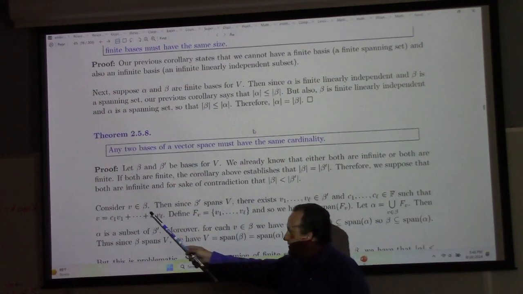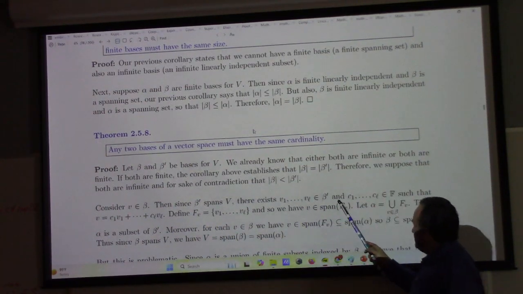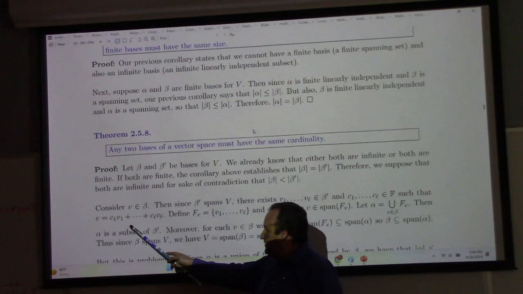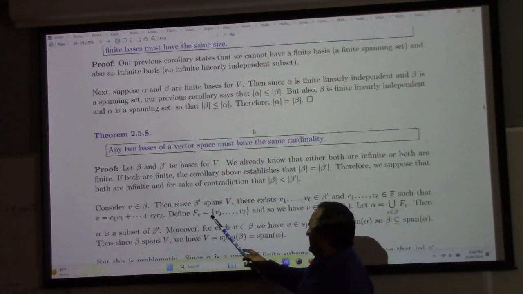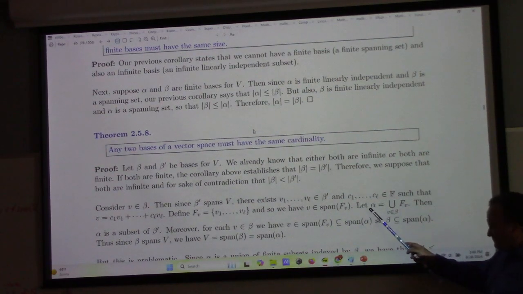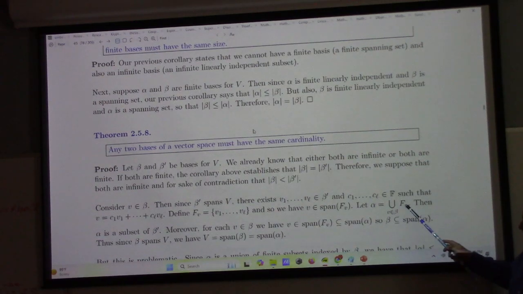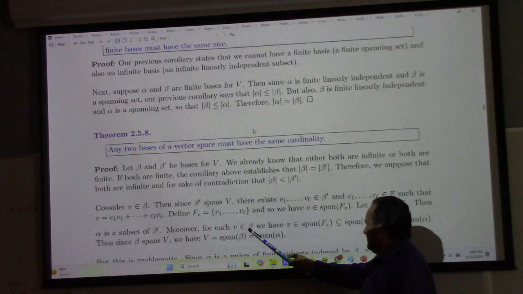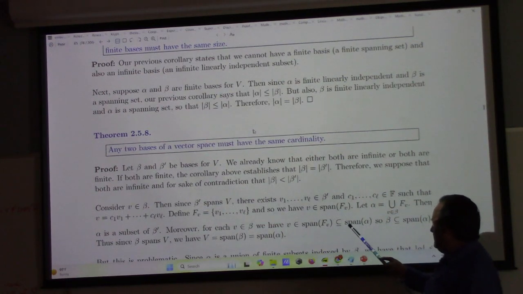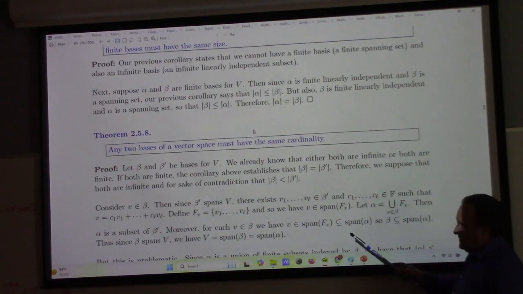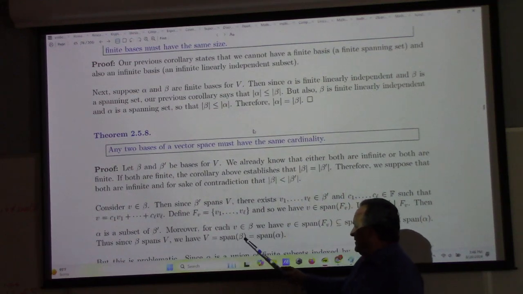He says for V in beta, beta prime spans V, so there must exist vectors in beta prime and constants in the field such that a linear combination produces V, right? And then he just defines this F sub V to be this set here, and so V is going to be a subset of that span. But then he builds alpha here as the union of these kind of things, all right? Then alpha is a subset of beta prime, and for each V in beta, we have V is in the span of F sub V, which is in the span of the union of all the F sub V's. So beta is a subset of span alpha, and since beta spans V, we have V is equal to span beta is equal to span alpha.